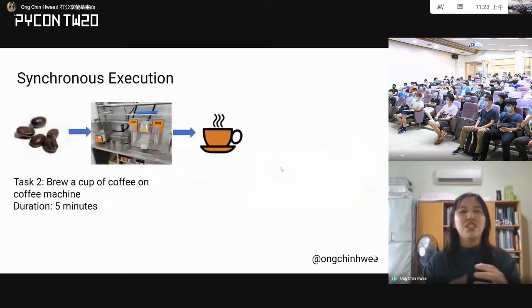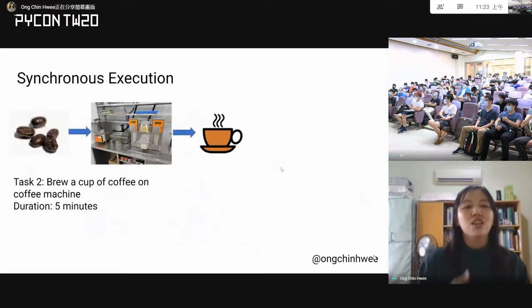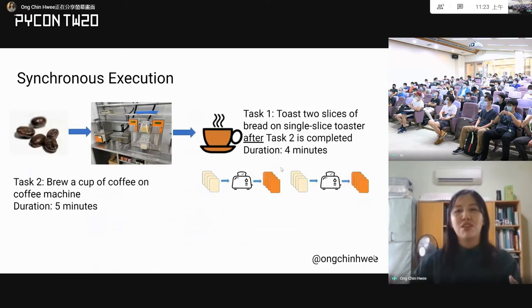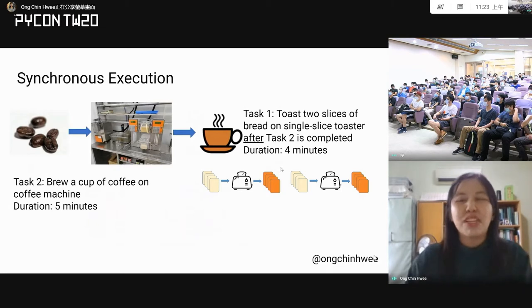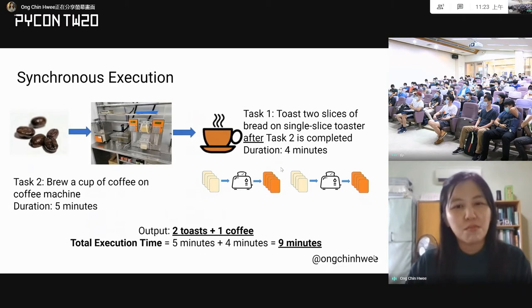If we're looking at synchronous execution, what we do is brew a cup of coffee on the coffee machine, and then we toast two slices of bread on a single slice toaster after the coffee task is completed. Why? Because in a typical breakfast, it's one coffee and two slices of toast. That's why they constitute one set, one breakfast set.